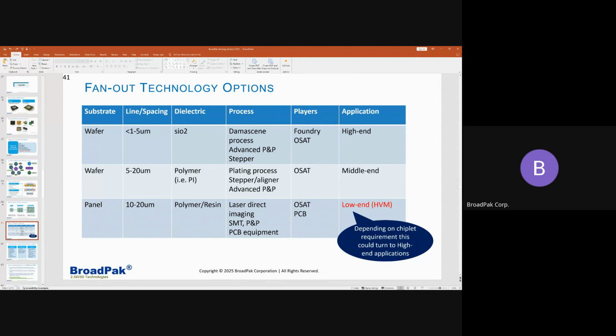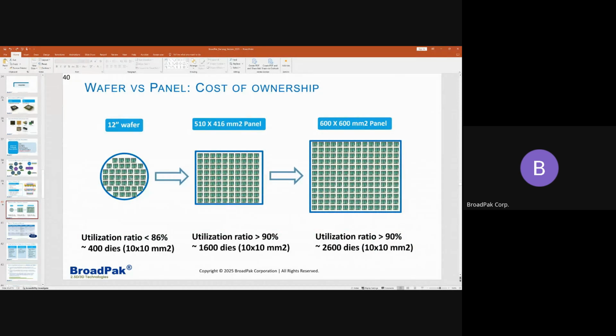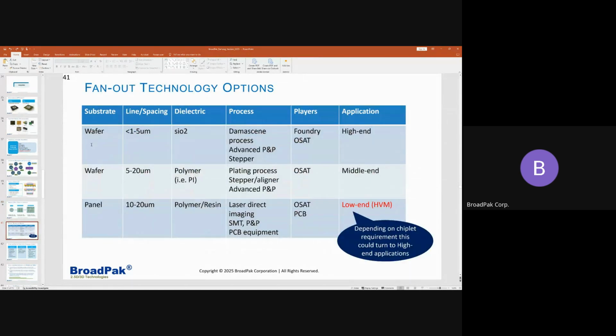So, the fan-out technology options. This is important because if we do the panel or the wafer-level fan-out, this type of fan-out packaging supports line width and spacing of 1 to 5 microns. The dielectric is typically SiO2.